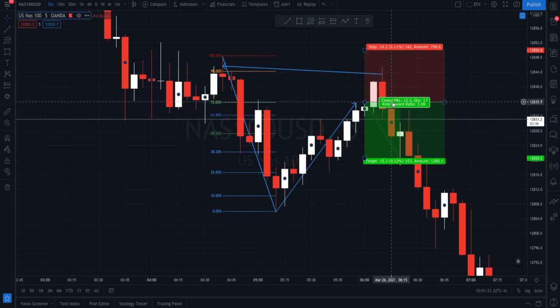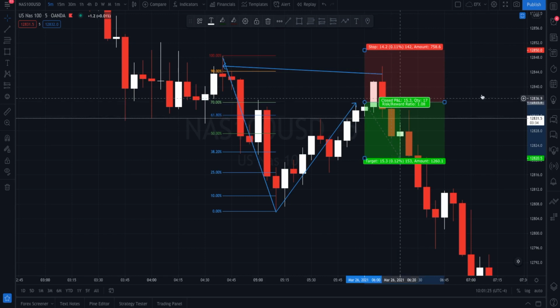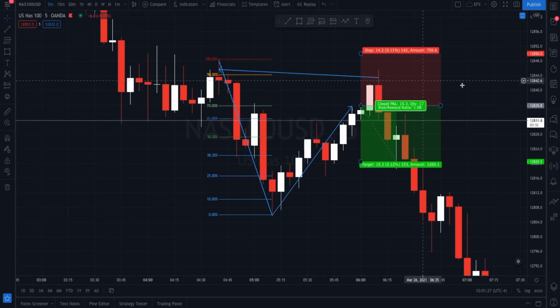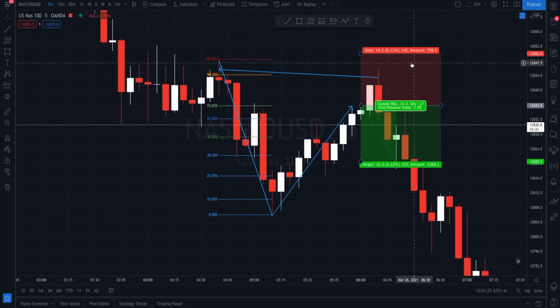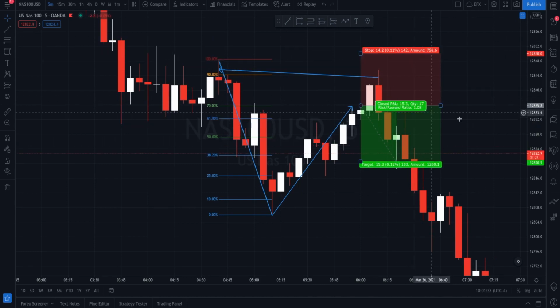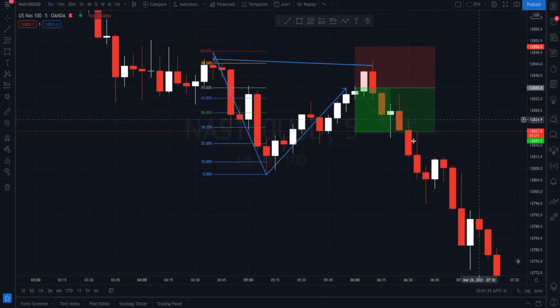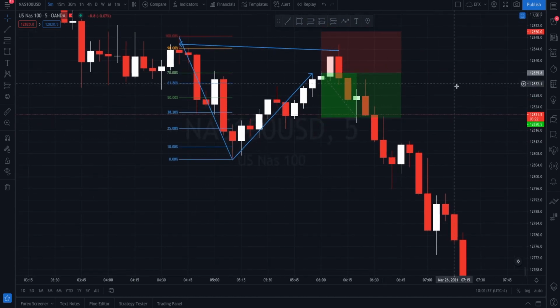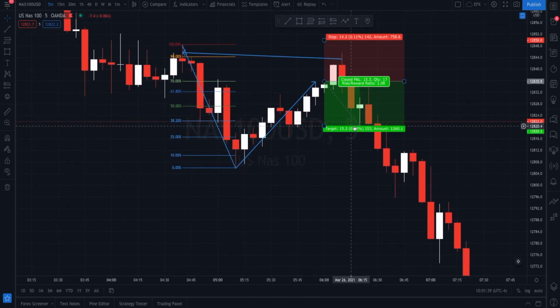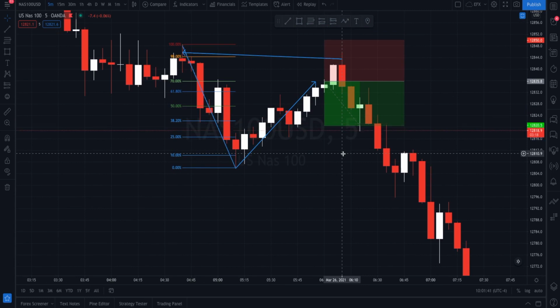Okay, I'll just put it a little precise. Okay, that's cool. So my stop loss was 14.2, or 142 pips, if you could say pips on indices. But that's it. Keeping it simple. I'm already on a small time frame.